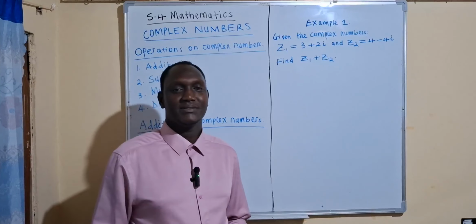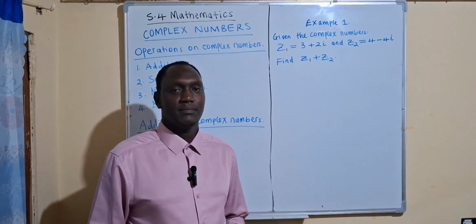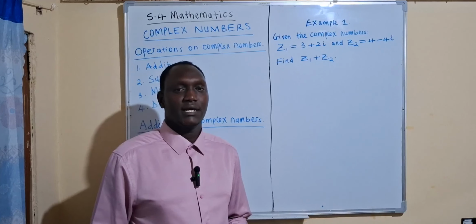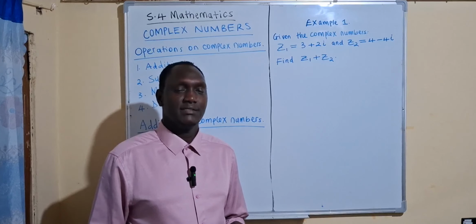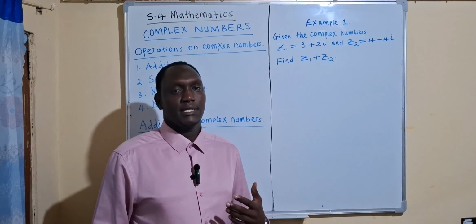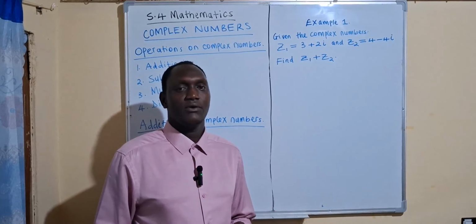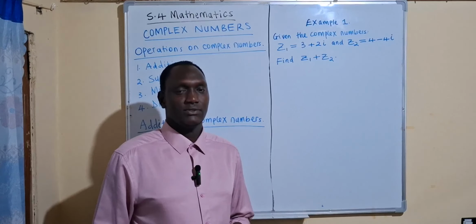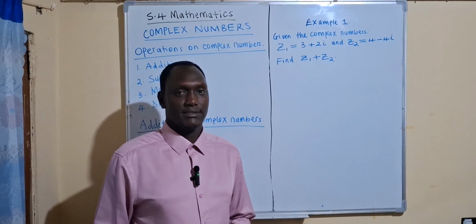Yes, welcome back to this Senior 4 Mathematics. We are looking at complex numbers. In the previous classes, we looked at how to apply Euler's property, which says that i squared equals -1. It assisted us to be in a position to find the square root of negative numbers. So for your revision, kindly check it out on our playlist.